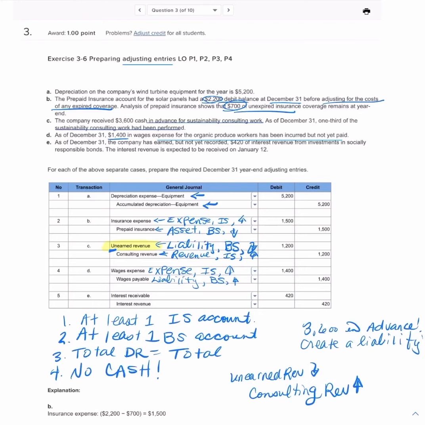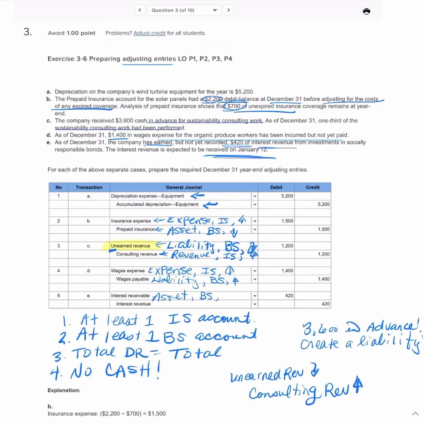Now, the very last piece here, it tells us as of December 31st, we have earned, but not yet recorded, $420 of interest revenue from investments in socially responsible bonds. The interest revenue is expected to be received on January the 12th. So they're asking me, what journal entry do we need to record at the end of this period as of December the 31st? So I have interest receivable, which is an asset.